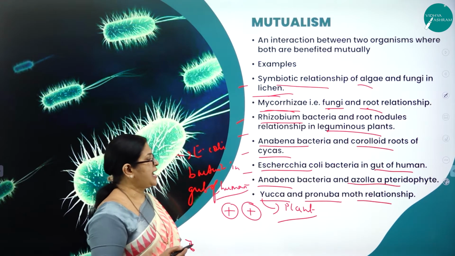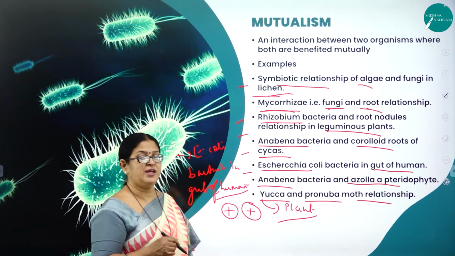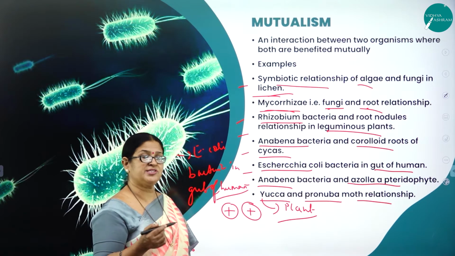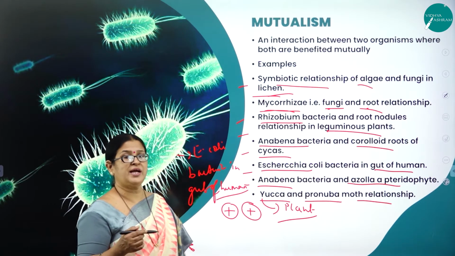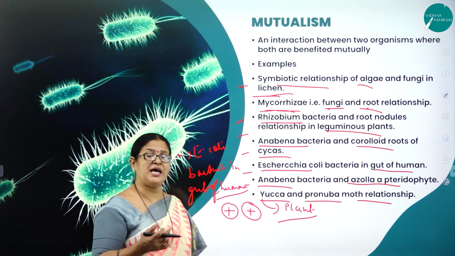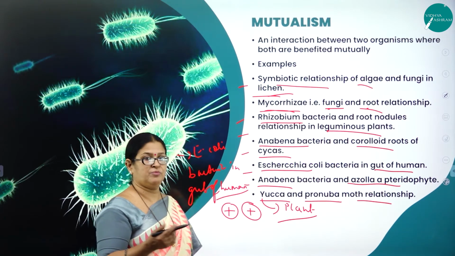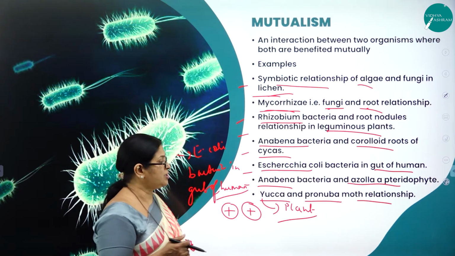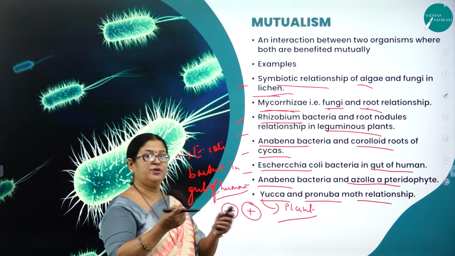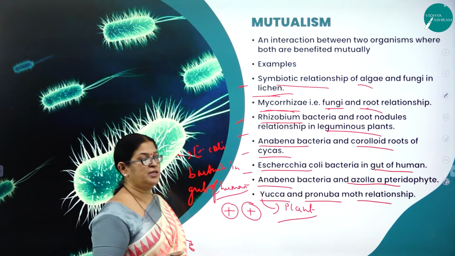Imagine, the moth will lay eggs inside the flower, and obviously the flower gets pollinated as the pollen grains stick to the legs of the moth. See, both are benefited here, and by the time the larvae hatch, the pollen grains are released. So it's an interaction between the flower and the moth. So, the yucca and pronuba moth relationship.